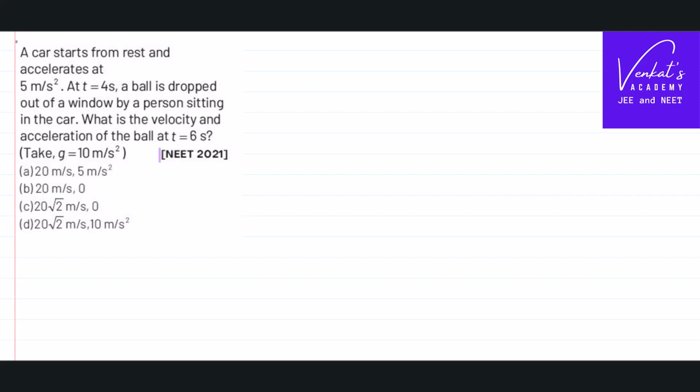This is a problem given in NEET 2021 from motion in one dimension. Very interesting problem. Let us see what is given for it. A car starts from rest and accelerates at 5 meter per second square. So let us consider that part of the problem first. What he is saying is that there is a car.